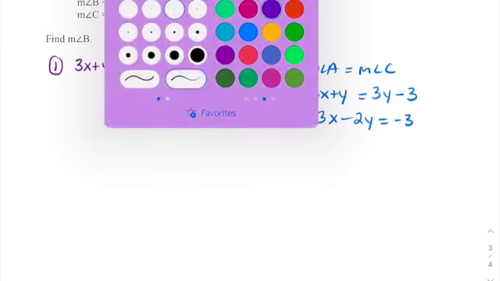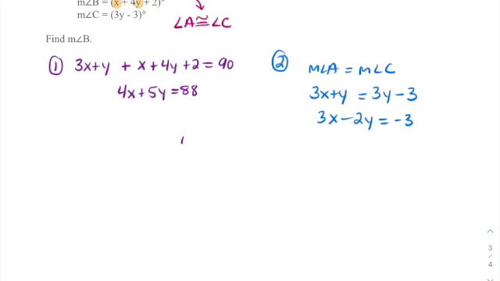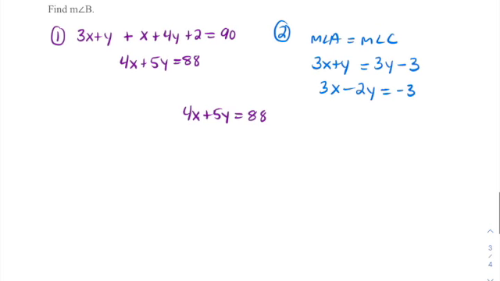So here's how this works. I'm going to take equation number 1 and line them up. 4x plus 5y is equal to 88. 3x minus 2y is equal to negative 3. My goal is to multiply each equation by some number that would, when I add them together, cancel out either the x's or y's. I'm going to go for the y's. 5 and 2, their least common multiple is 10. So I'm going to multiply the top equation on both sides by 2 and the bottom equation by 5.